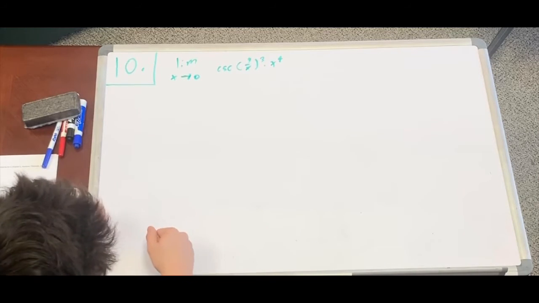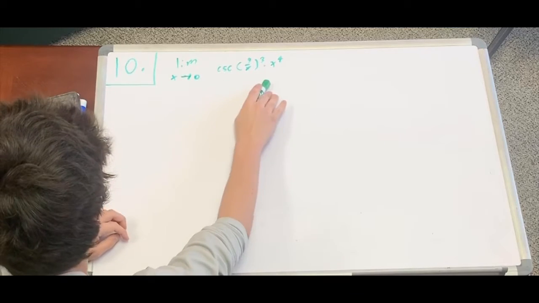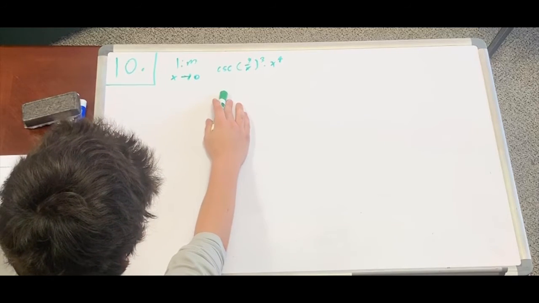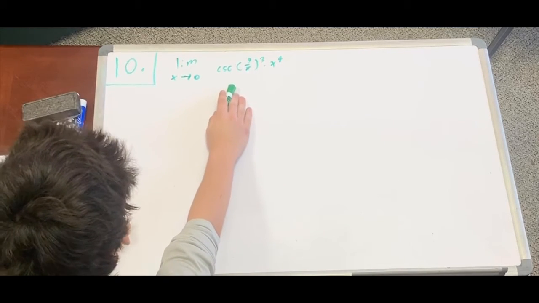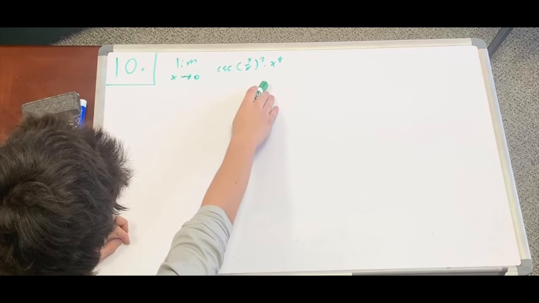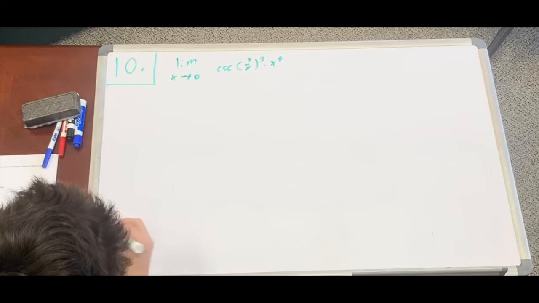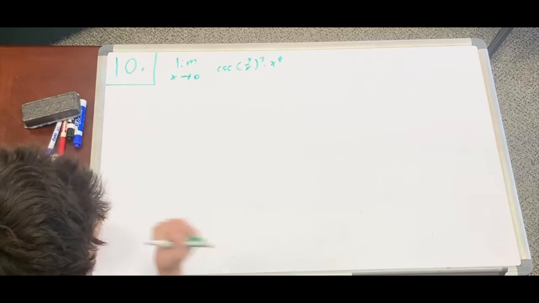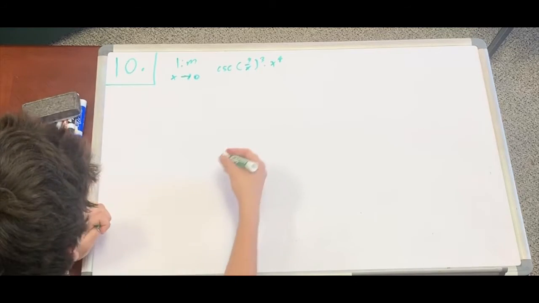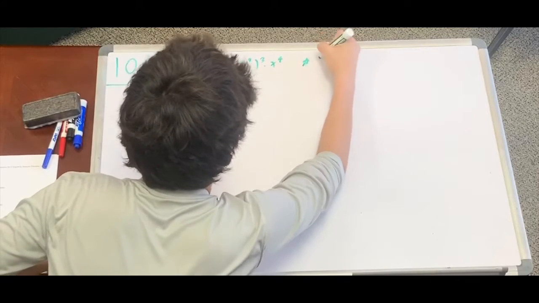But if you remember from Calc AB, this format will probably look very familiar to you. So if there's any trig function times another x function, or a simple polynomial like x to the fourth, then you usually have to use the squeeze theorem. If you've forgotten what that is, then I'll do a quick review. So squeeze theorem.